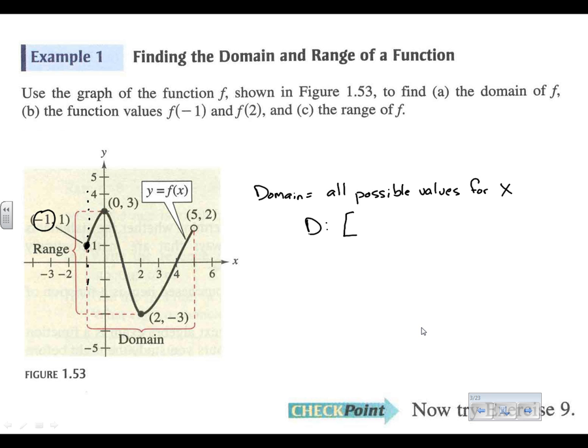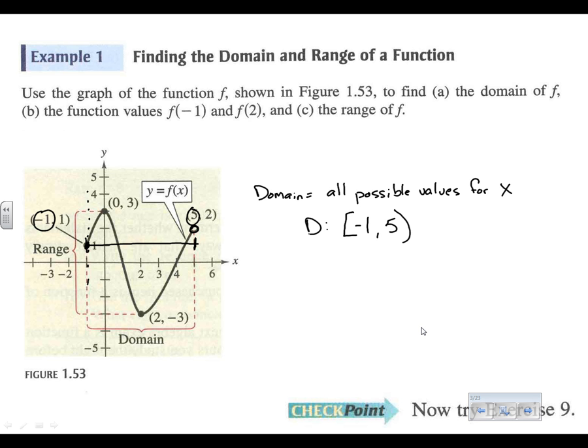So we're going to use a closed bracket saying that we can touch -1, and then x-wise we're going to go all the way over here until we hit 5. But note the open circle here means we're not actually getting to 5. We're getting very, very close to 5, but not touching the 5. So we have an open parentheses there. Closed bracket means that we're touching, equal to -1. The open parentheses means that we're almost to the 5 but not quite touching it.